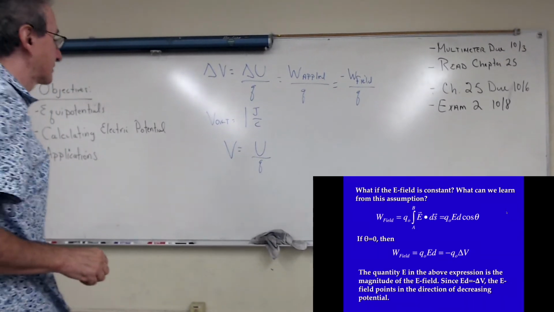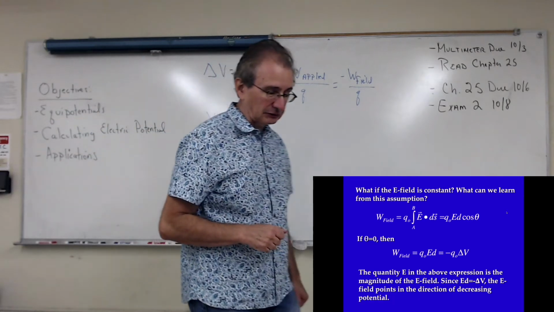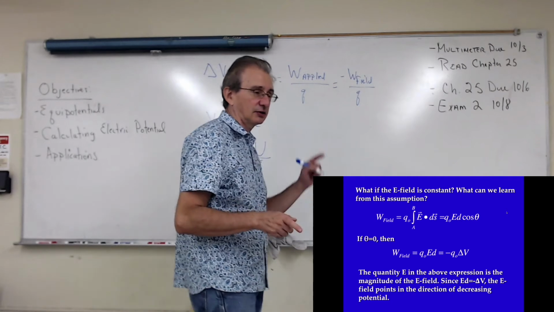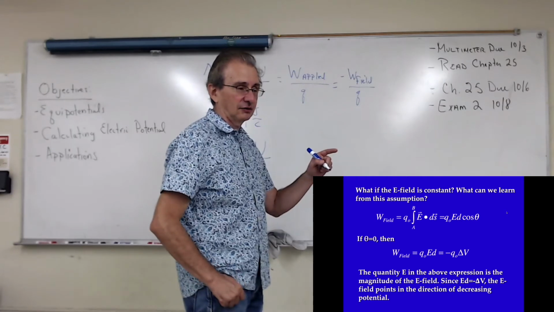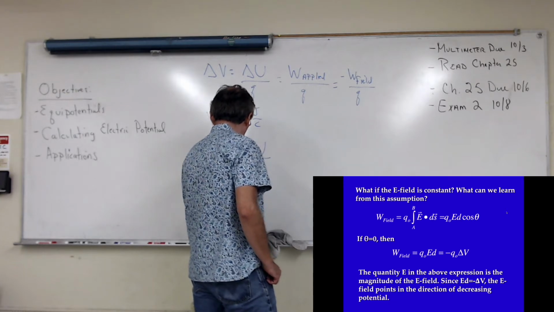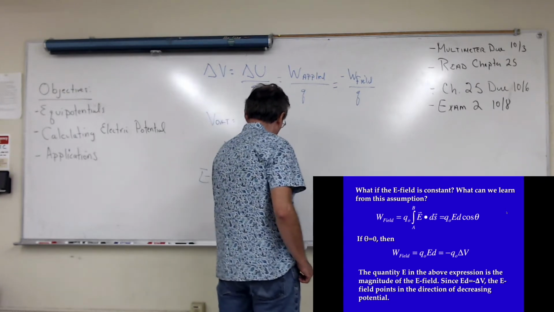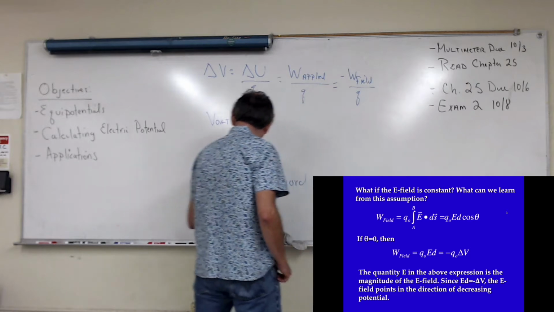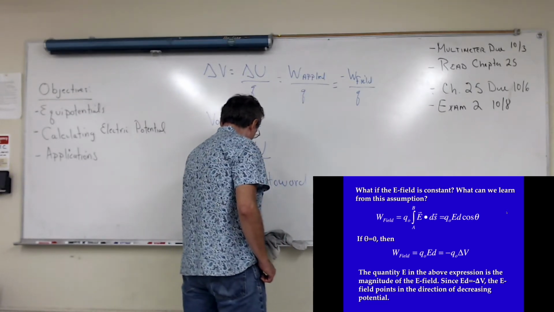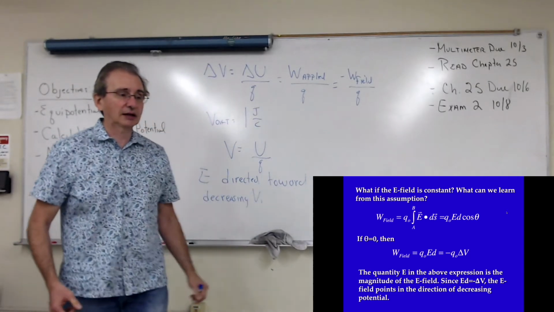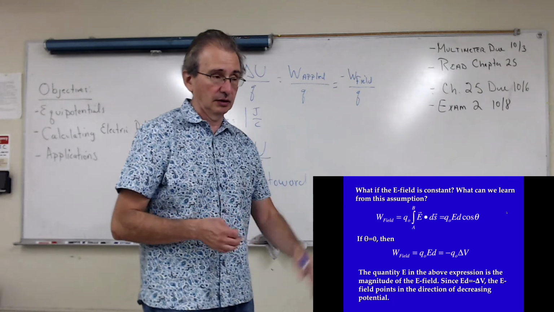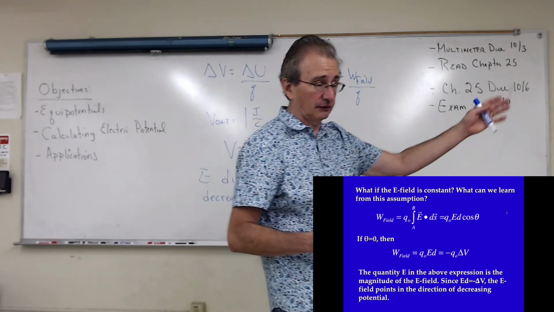We looked at the case where the electric field was uniform, and we deduced the fact that the electric field is directed towards decreasing potential. Okay, because we showed that for a simple case where the field is uniform, E is minus delta V over D, which tells you that the electric field points in the direction of decreasing V.